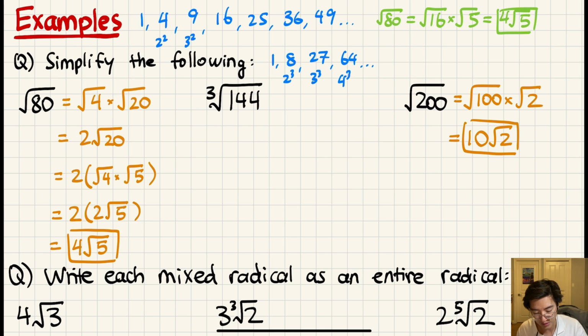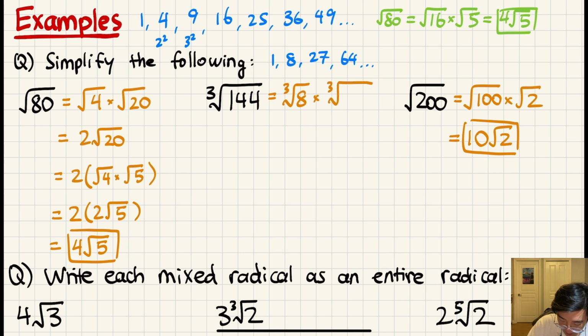So it was 144. Let's see, what is it divisible by? It's probably divisible by 8. Yeah, it is divisible by 8. So with the cube root of 144, we can write that as the cube root of 8 times the cube root of, let's see, 144 divided by 8. What is this? 18. Okay, that looks so off. 8 times 18, yeah, that's right. Okay. All right. So here's what we have.